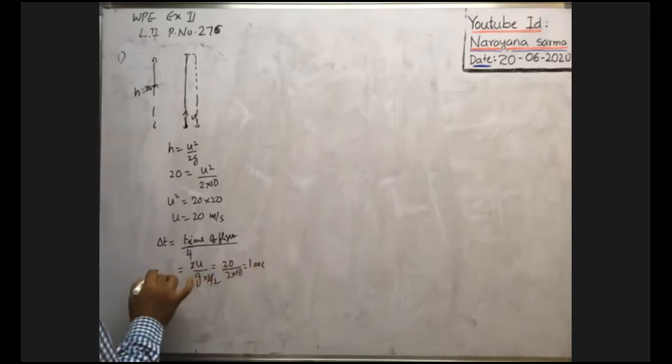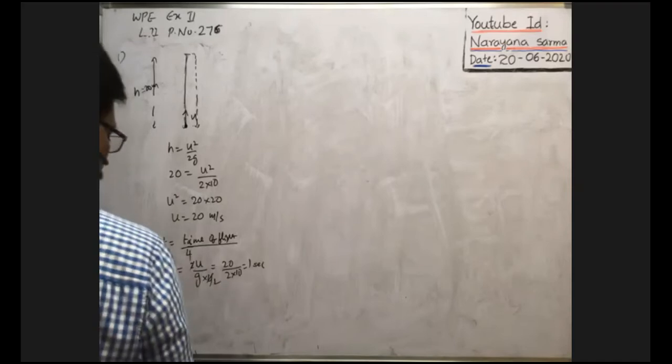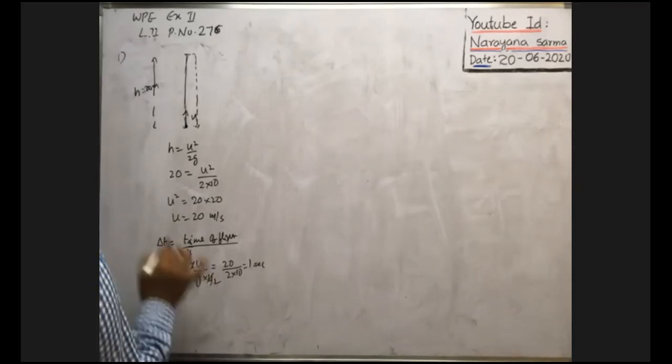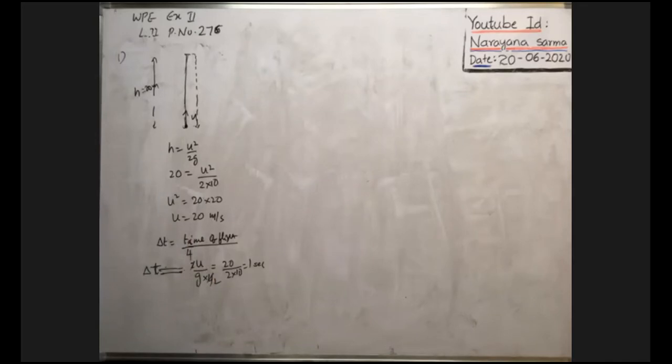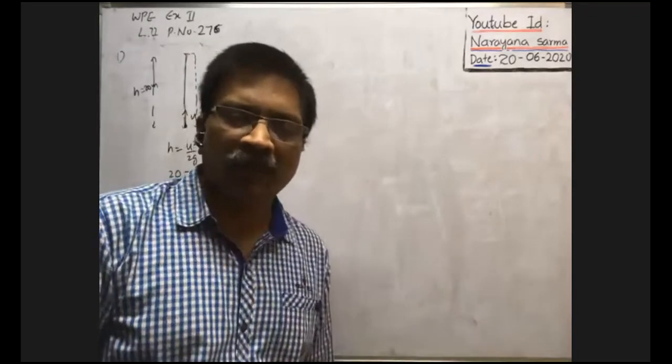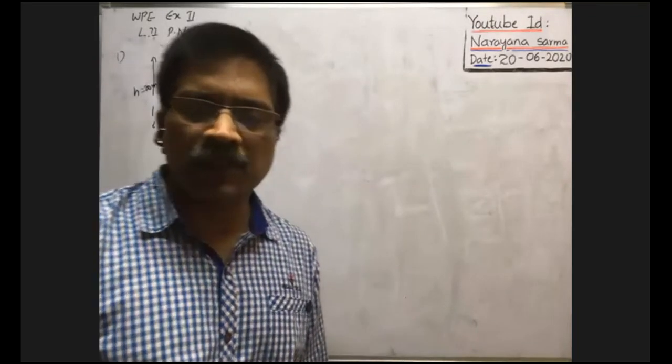So time interval between successive balls is equal to 1 second. Time of flight is 4 seconds. So time interval between successive balls is equal to 1 second, which means after every 1 second, he throws a ball.